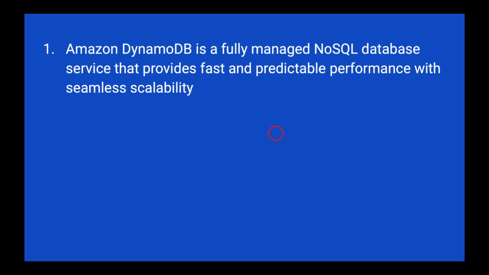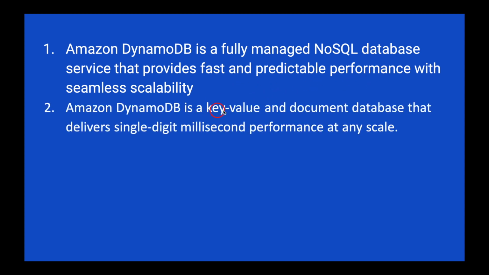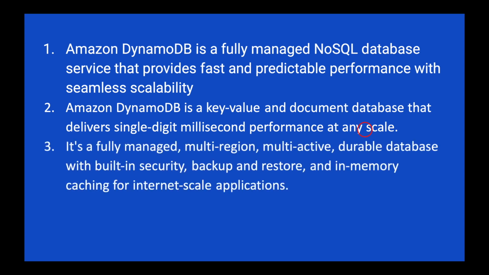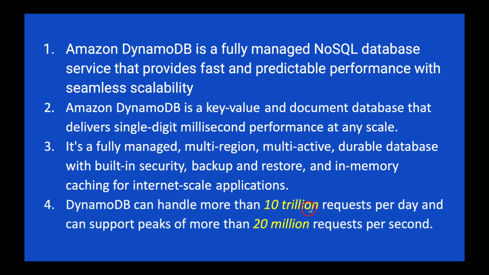Amazon DynamoDB is a fully managed NoSQL database service that provides fast and predictable performance with seamless scalability. It is a key-value and document database that delivers single-digit millisecond performance at any scale. It's a fully managed, multi-region, multi-active, durable database with built-in security, backup and restore, and in-memory caching for internet-scale applications. DynamoDB can handle more than 10 trillion requests per day and can support peaks of more than 20 million requests per second. You can just imagine how 20 million requests per second are handled. That is the beauty of DynamoDB.